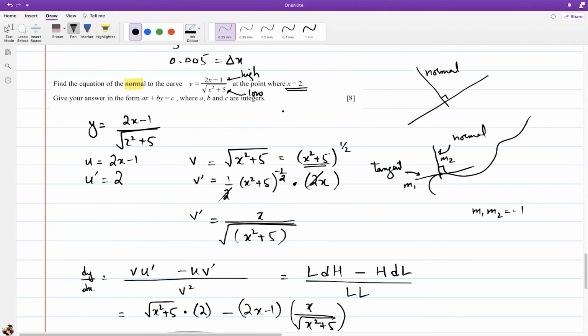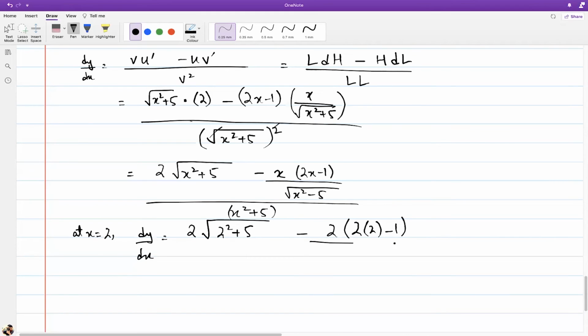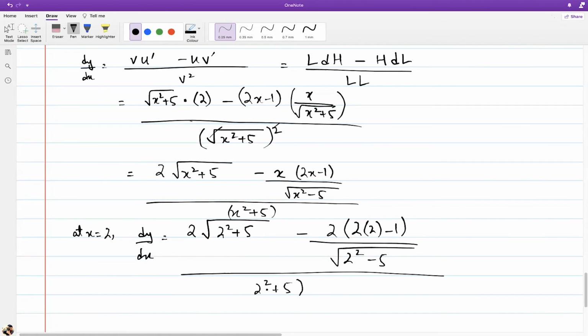उसने हमें x equals to 2 बताया है. तो I'll just plug in x equals to 2. So at x equals to 2, derivative is basically becoming 2 into (2 square plus 5) minus 2 into (2 minus 1) over square root of (2 square minus 5) whole over 2 square plus 5.